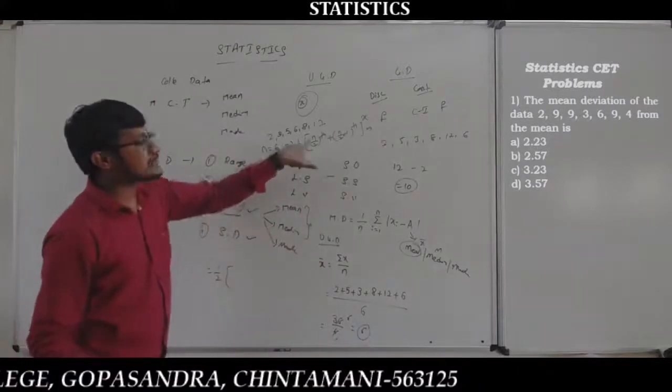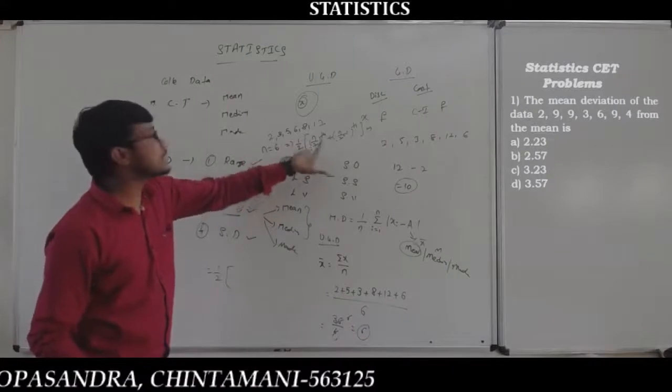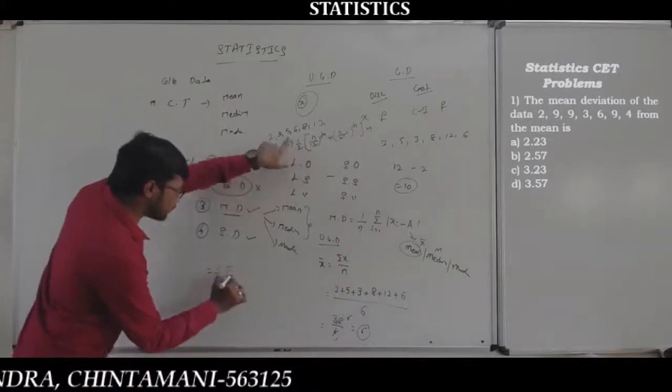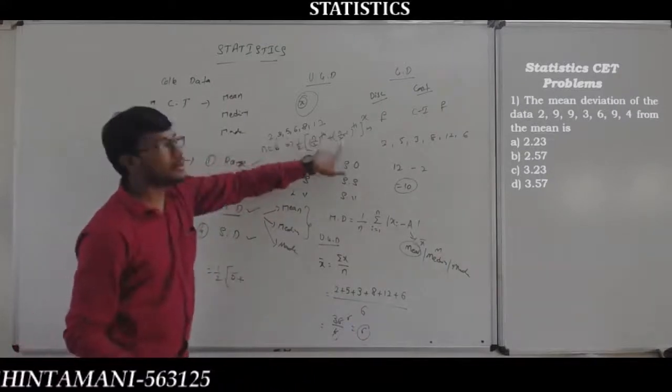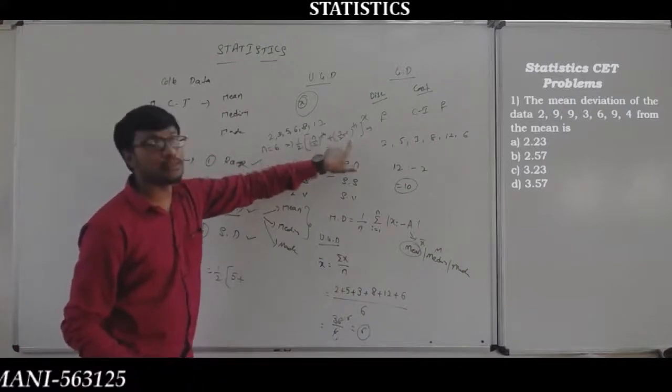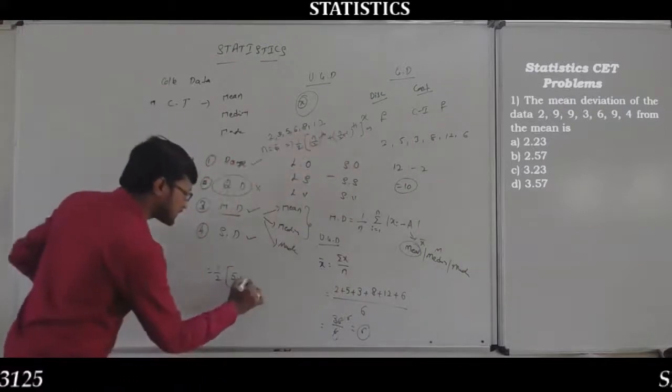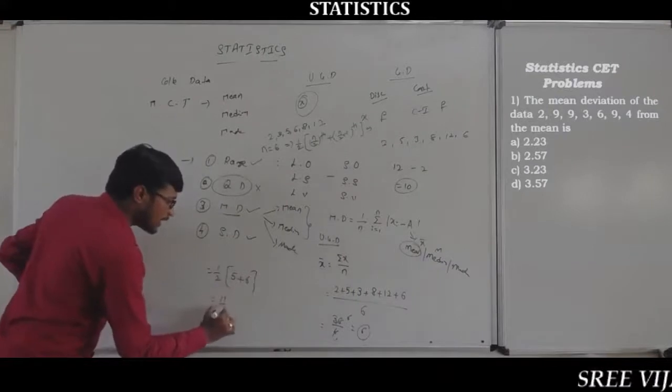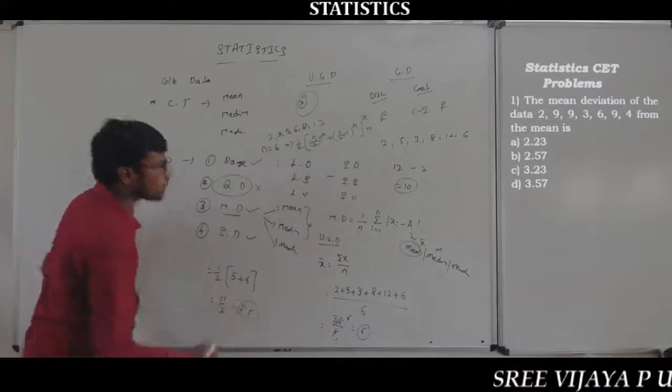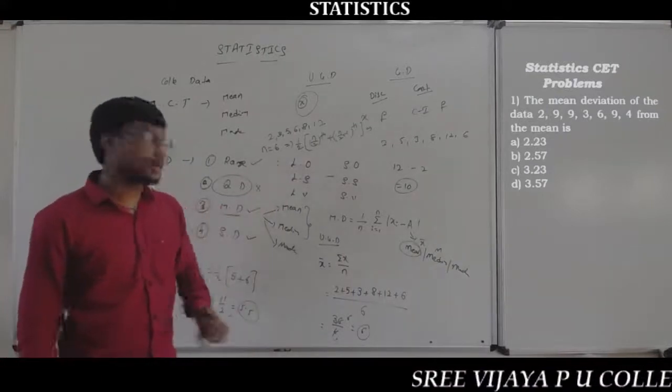The number of observations is 6, right? 6 by 2 is 3. The third term is 5, plus 3 by 2, 6 by 2 is 3, 3 plus 1 is 4. The fourth observation is 6. 6 plus 5 is 11. 11 by 2 is 5.5, which is the median for the given data.